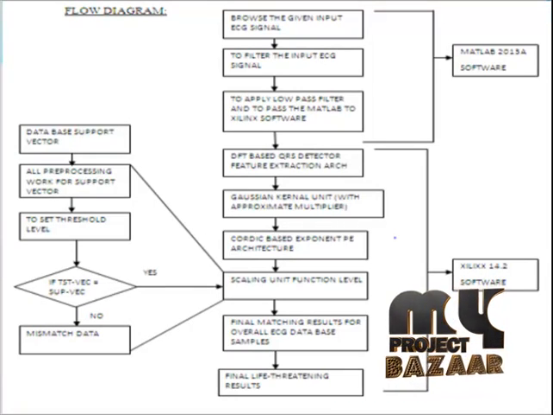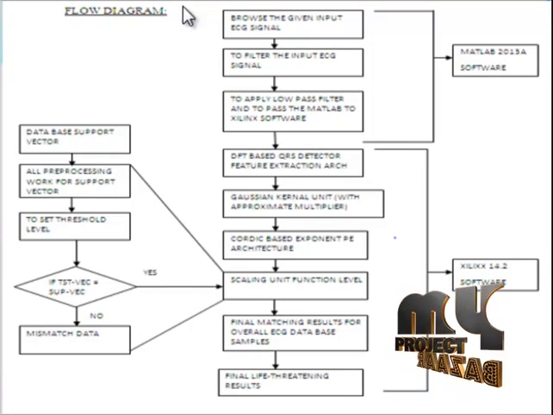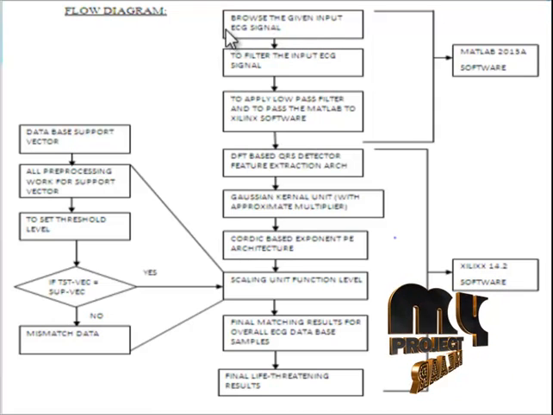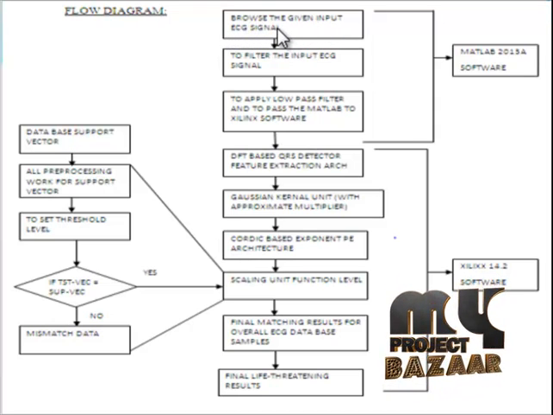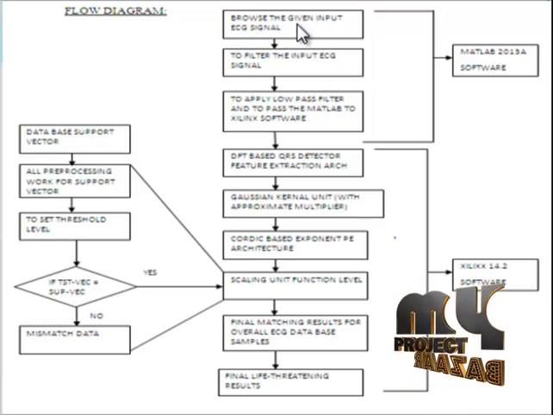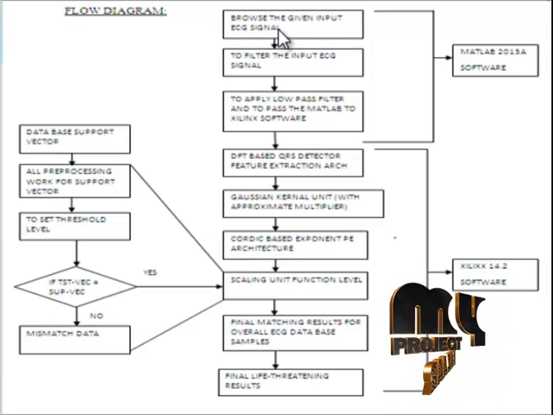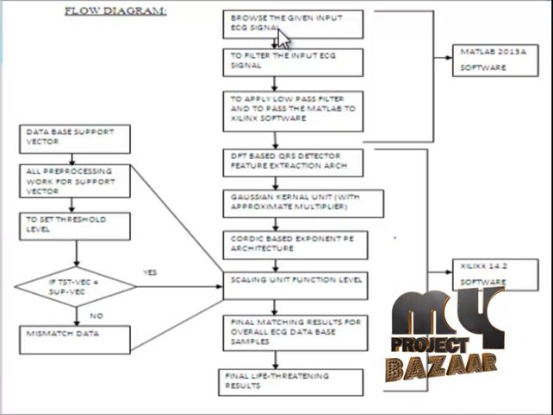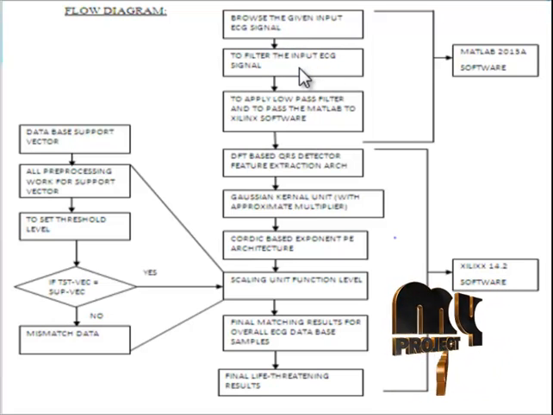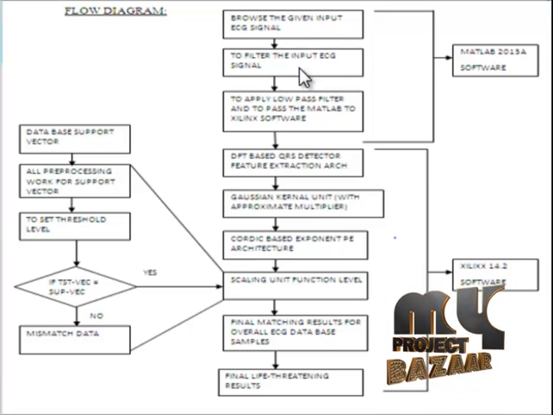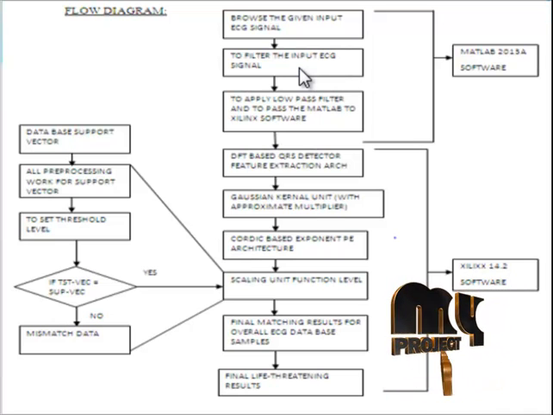Now we are going to discuss our product flow diagram. This is our flow for the process, given the input ECG signals. We get the input ECG signals from MATLAB, using the MATLAB tool, and filter the ECG signals. We have used a low pass filter and a high pass filter for the denoising and pre-processing functions.